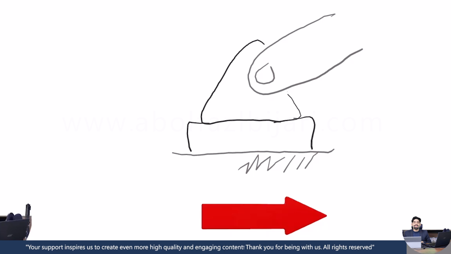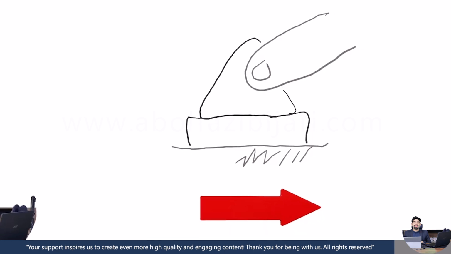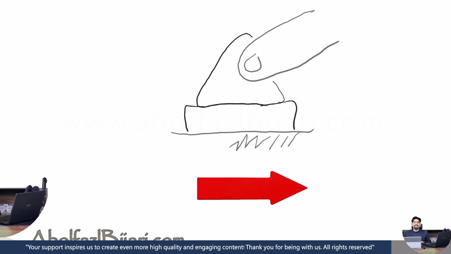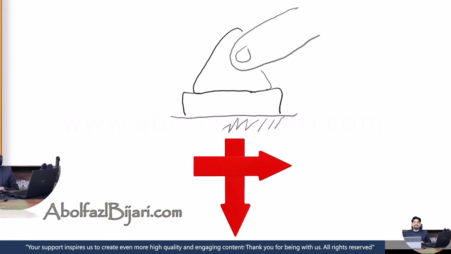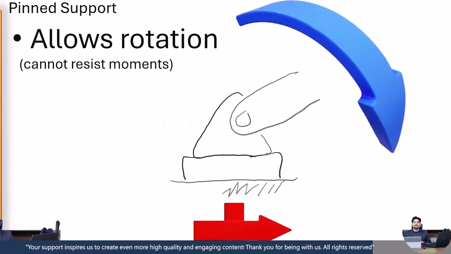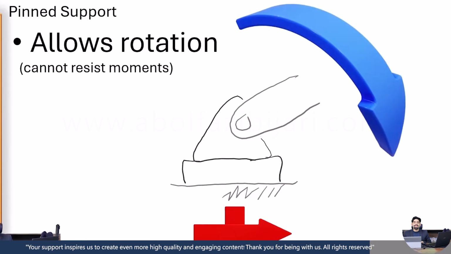If you apply a horizontal load, the support reacts with an opposing horizontal force. If you apply a vertical force, it also provides a reaction force in the vertical direction. However, if you apply a bending moment, the support doesn't resist it and rotates freely. Okay?